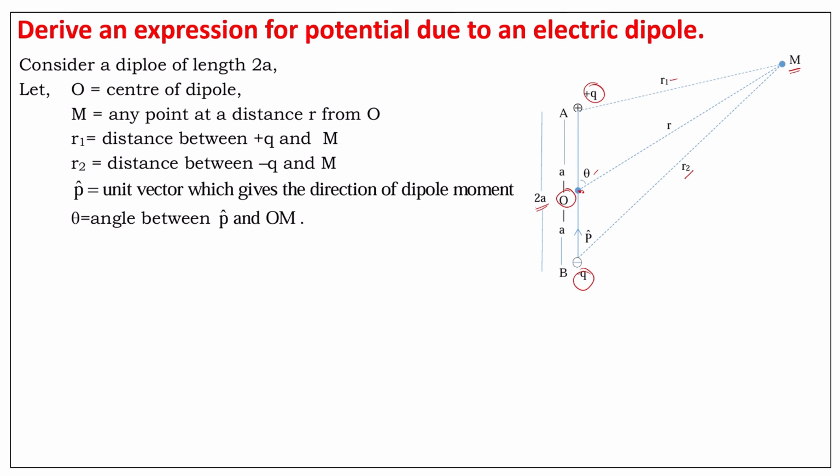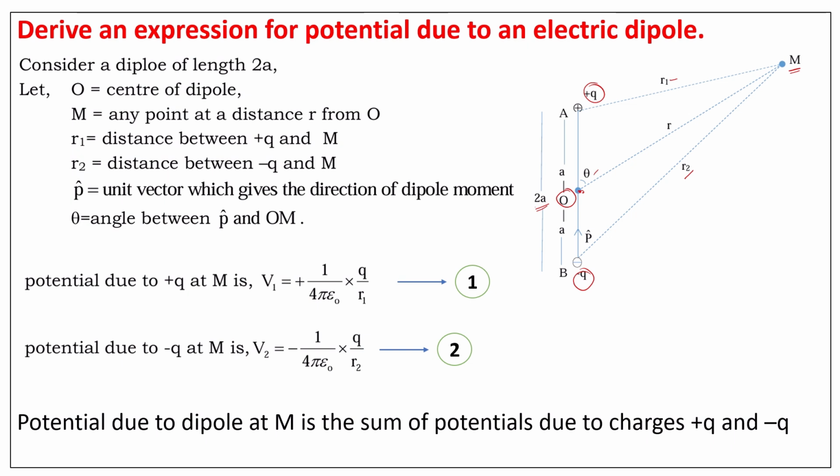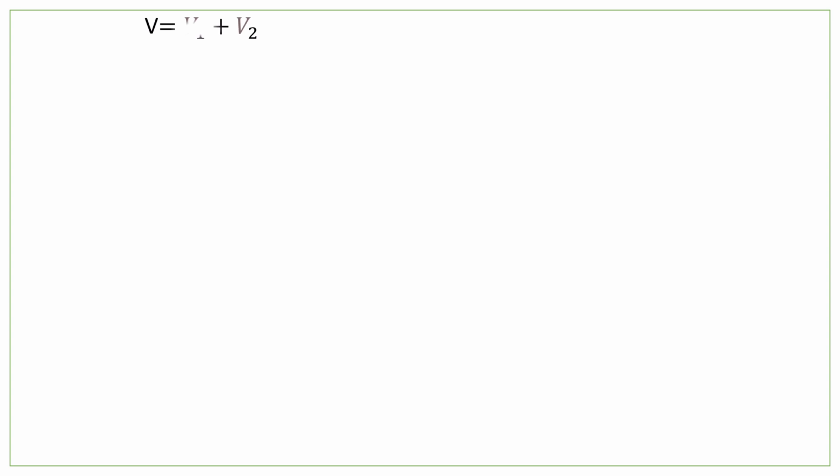Therefore, potential due to plus Q at M is V1 is equal to 1 by 4 pi epsilon naught Q by R1. Mark as equation 1. Similarly, potential due to minus Q at M is V2 is equal to minus 1 by 4 pi epsilon naught Q by R2. Mark as equation 2. Potential due to the dipole at M is the sum of potentials due to charges plus Q and minus Q. Therefore, V is equal to V1 plus V2.